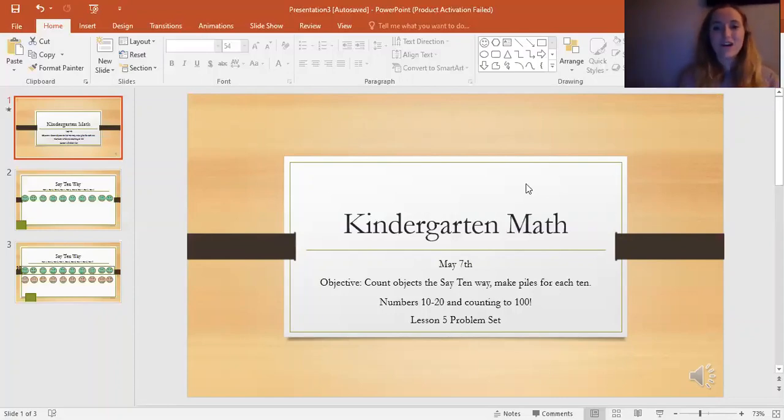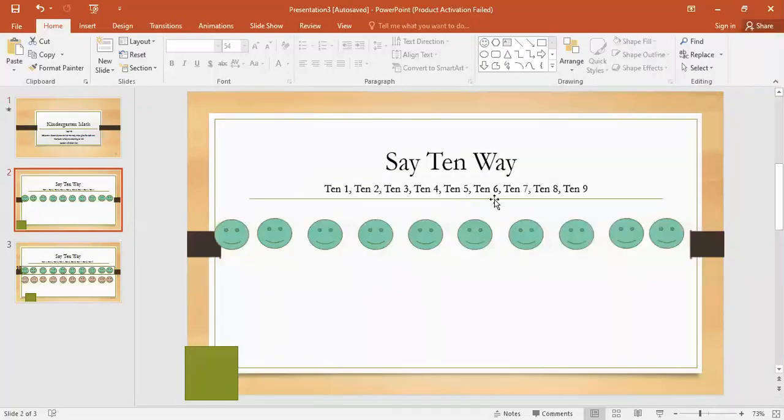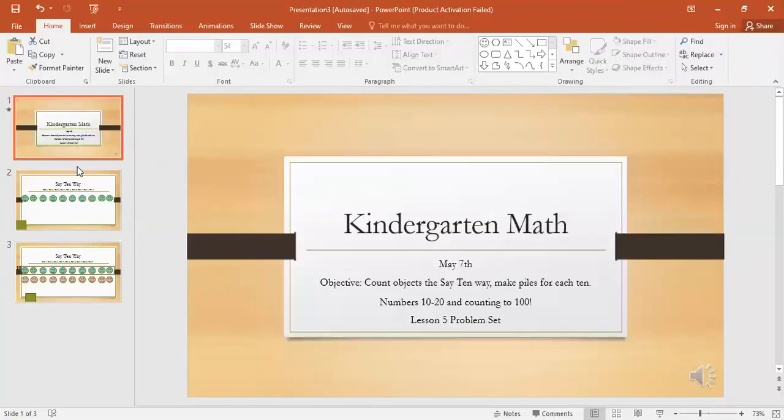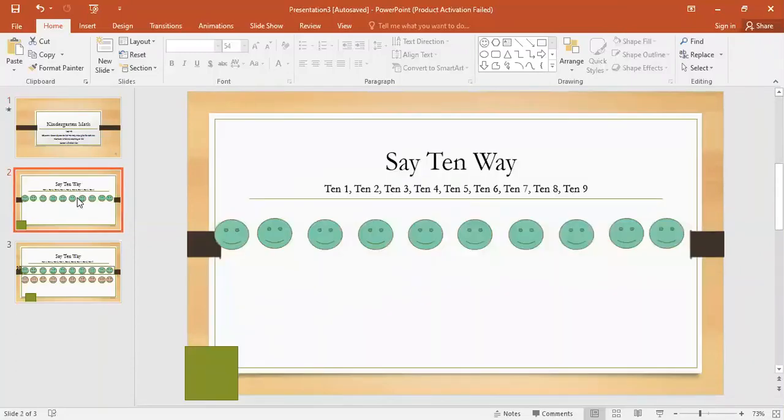Great job, guys. Okay, so today we are working on the Say 10 way. What that means, the Say 10 way, is how we can count in our teen numbers. Remember, teen numbers is our numbers 11 through 20. So all those numbers, 11, 12, 13, 14, 15, 16, 17, 18, 19, 20. Not 20, but in our teens, 11 through 19 are our teen numbers. So the Say 10 way is going to be how we count our teen numbers.